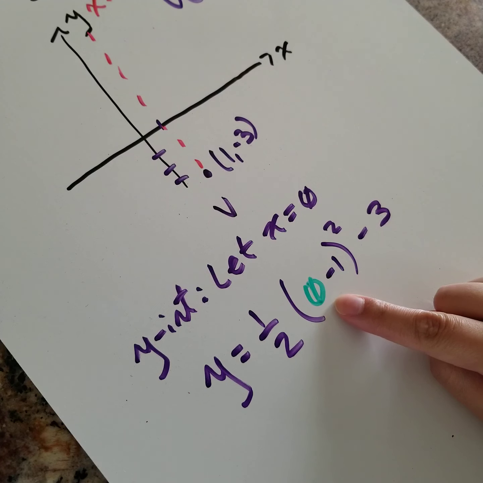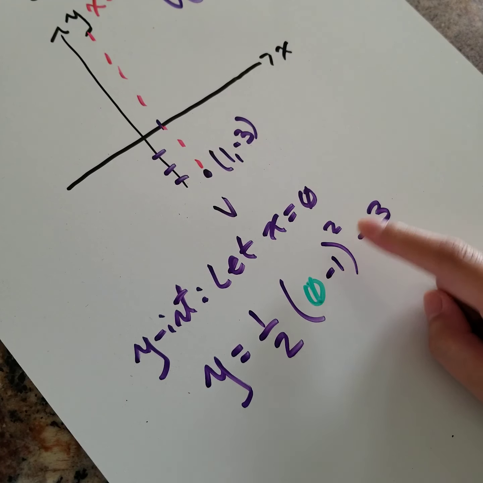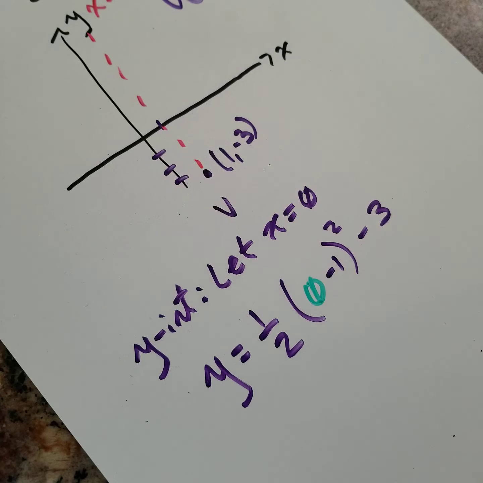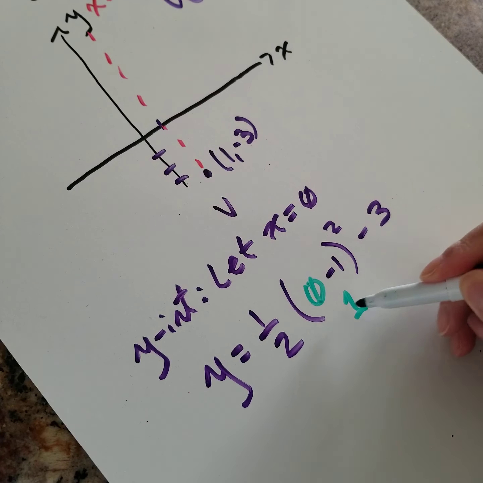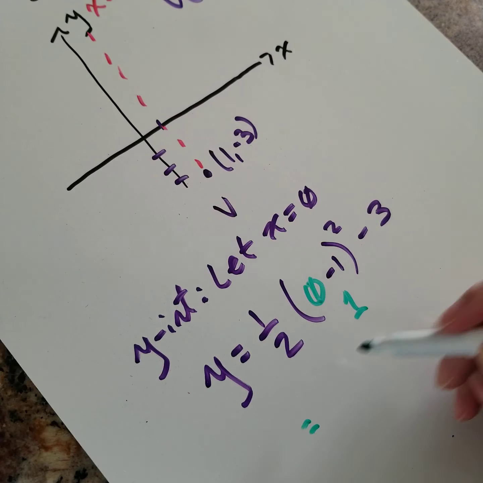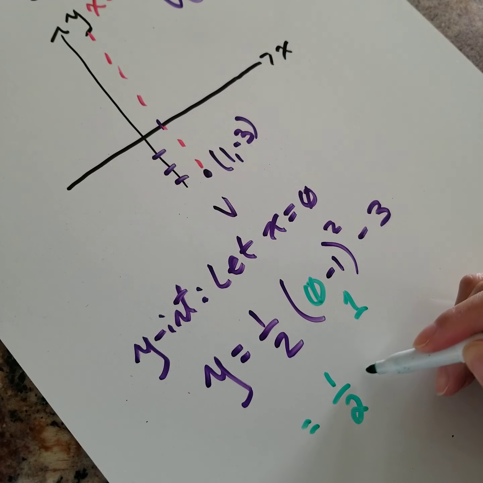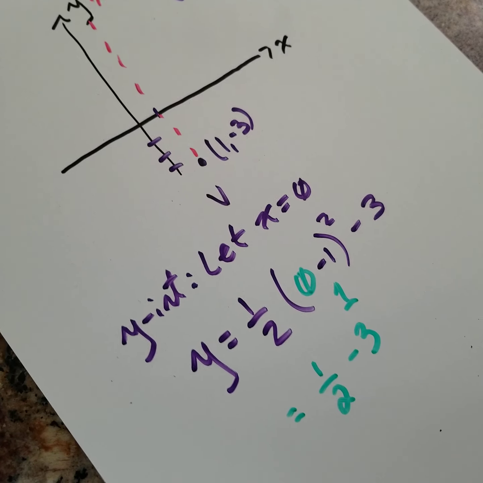So brackets, I have 0 minus 1. That's going to be -1. If I square it, it'll be +1. So this is +1, and we're multiplying it by a half. So that's going to stay the same. And then I'm going to subtract this by 3.